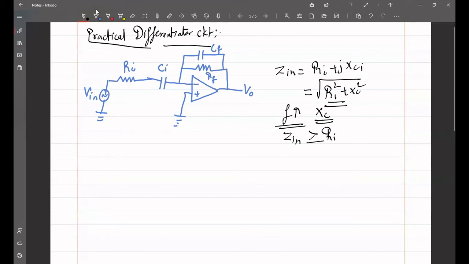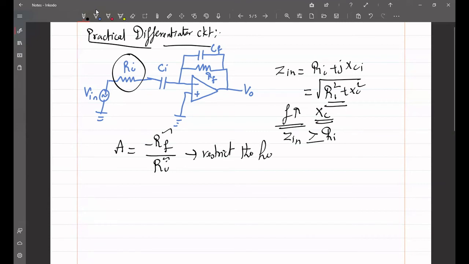Also, due to the addition of the resistance in the input side, the corresponding gain of the system will be A equal to minus RF by Ri. So at any condition, the gain depends upon the feedback resistance as well as the input resistance. This gain will restrict the high frequency gain.